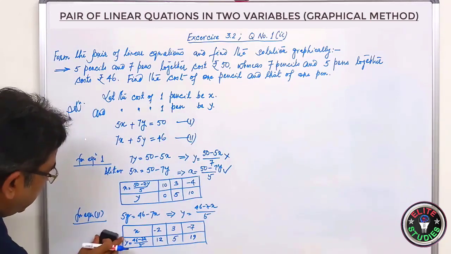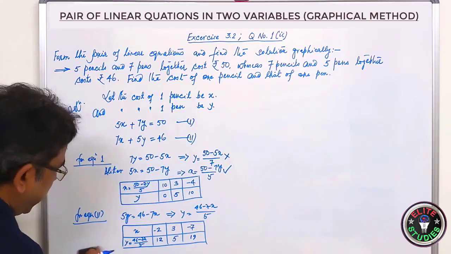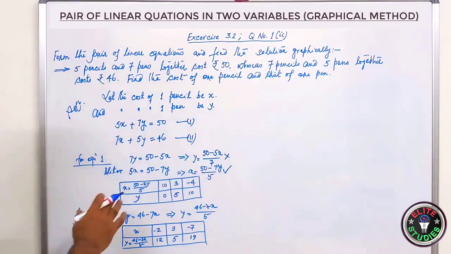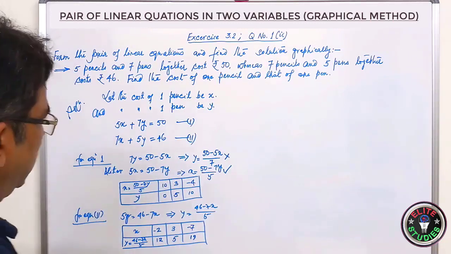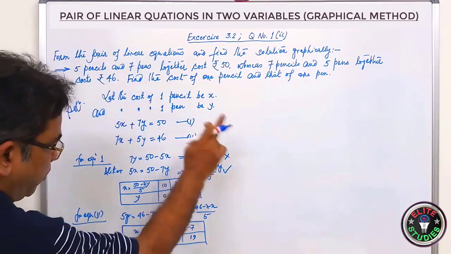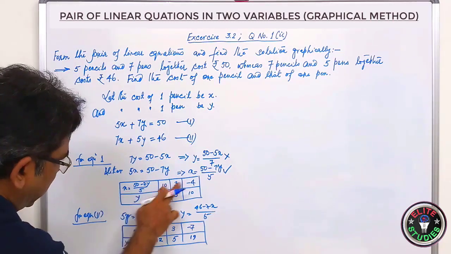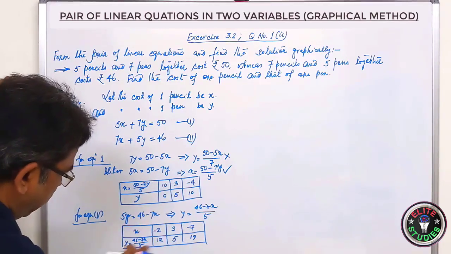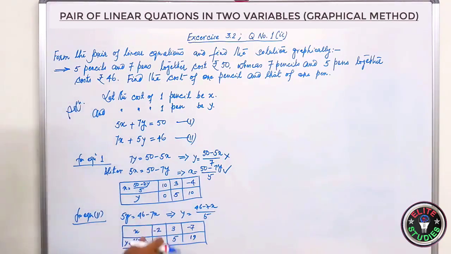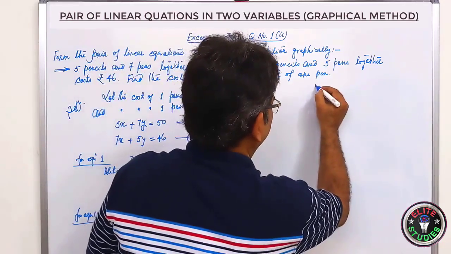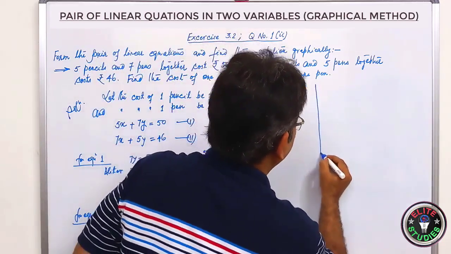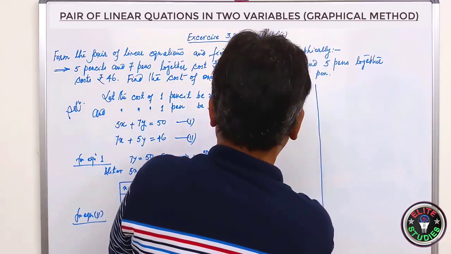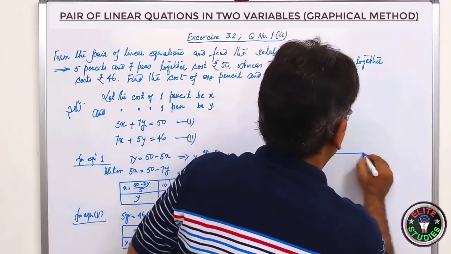Now our next task is to make the graph. So how to make the graph? First of all, you see how to scale it. Here the maximum value of x is going to be 10, and the maximum value of y is going to be 19. So we have to go up to 19. These things will be better drawn on a graph paper. I am just showing you.